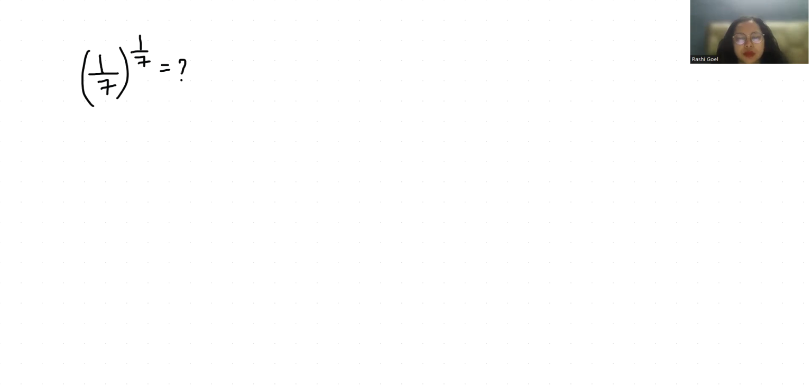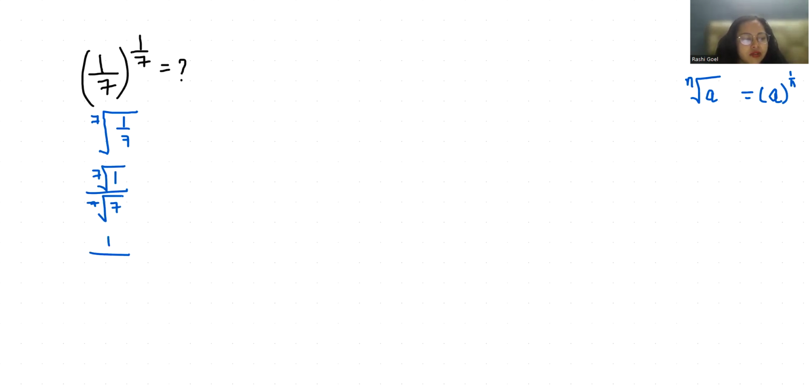So according to the exponent rule, a^(1/n) can be written as the nth root of a. So this I can write as the 7th root of 1/7, which is equal to the 7th root of 1 by the 7th root of 7. The 7th root of 1 is 1, so it is 1 by the 7th root of 7.